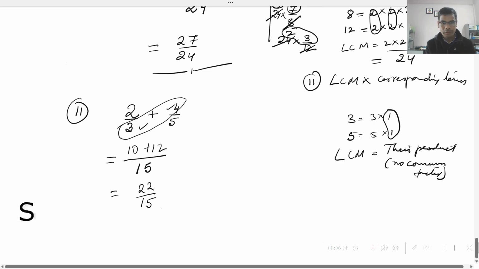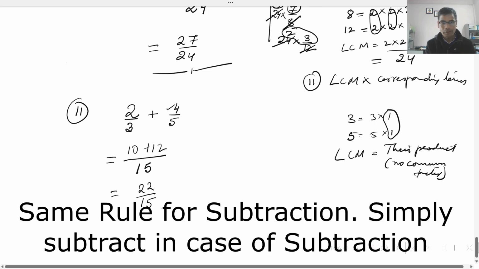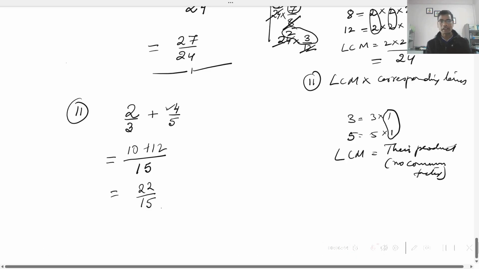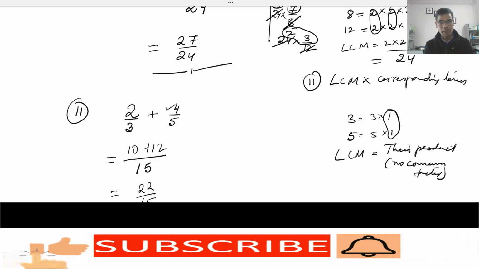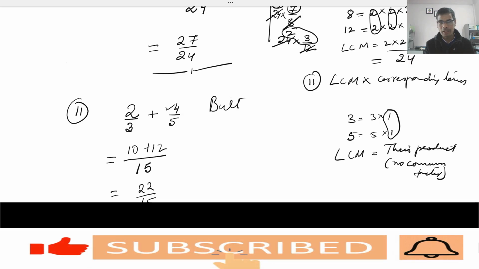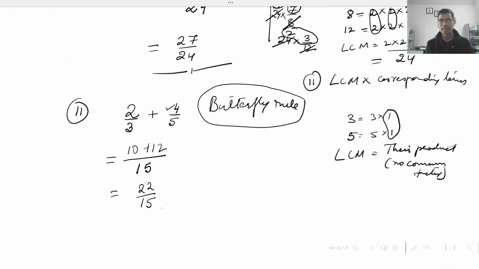So these are the two different ways we can add two rational numbers. If they have a common factor, first find the LCM of those denominators. If they don't have a common factor, then we can use this method, what we call the butterfly rule of addition of rational numbers.